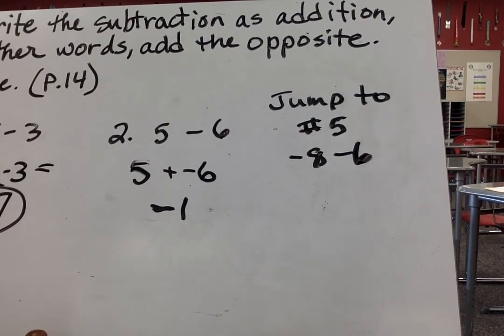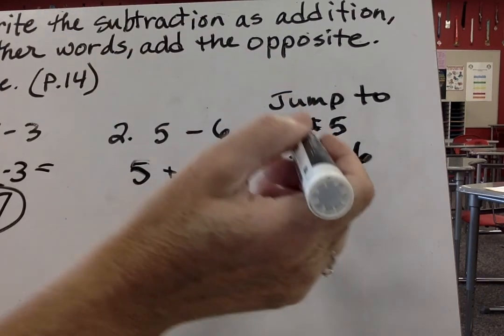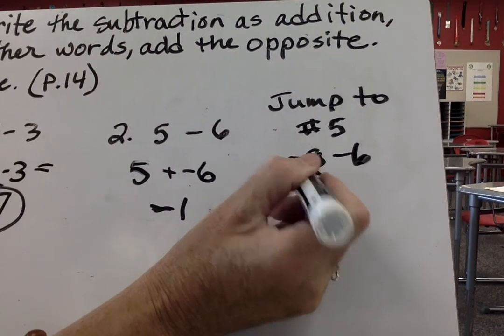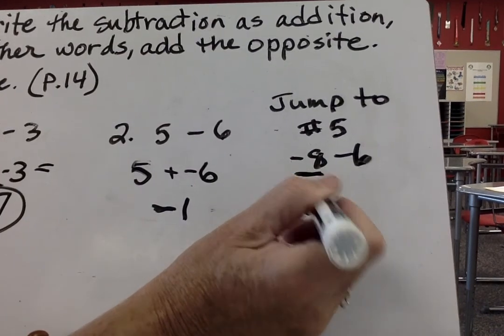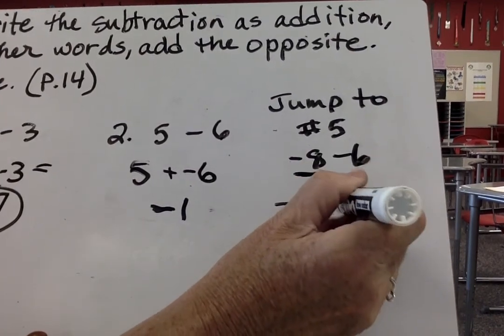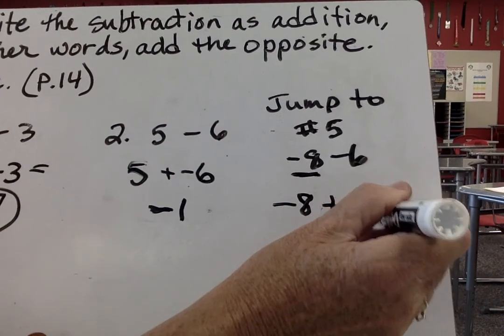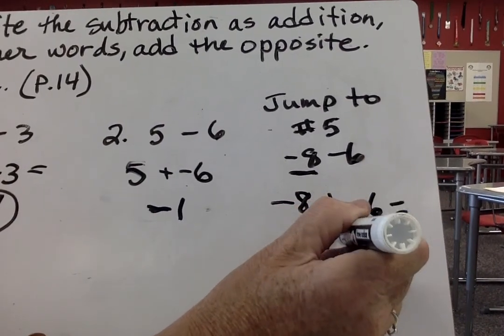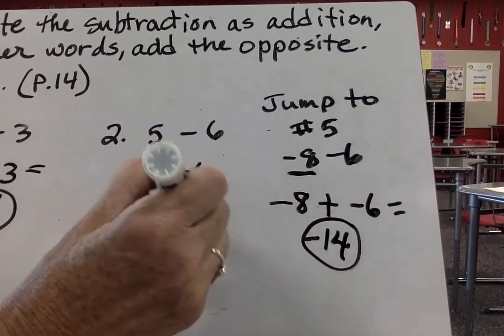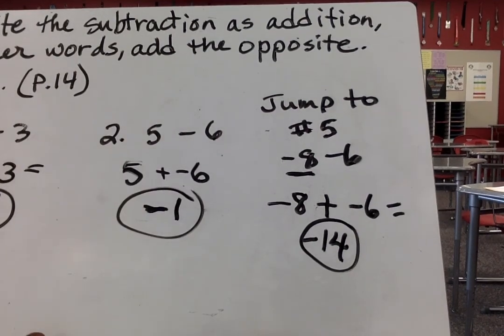Okay, now we're going to jump to number 5, which is -8 minus 6. Again, we never change our first one. That always stays the same. But we change the subtraction to addition, and we make the 6 a negative. And that equals -14. Okay, so again, on this paper, you have to rewrite each of these and solve.